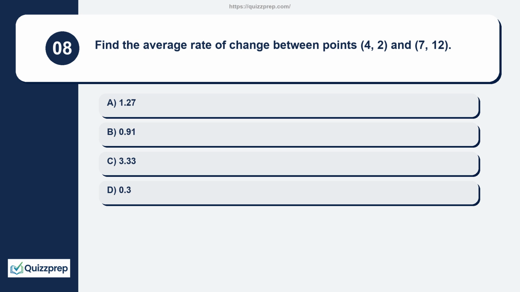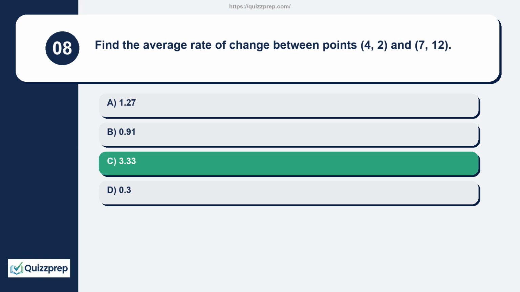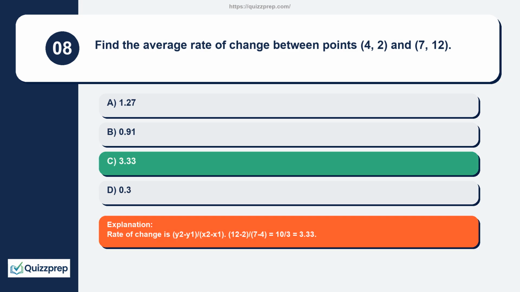Question 8. Find the average rate of change between points (4, 2) and (7, 12). Options: 1.27, 0.91, 3.33, 0.3. Rate of change equals (y2 - y1) / (x2 - x1). 12 minus 2 over 7 minus 4 equals 10/3 equals 3.33.